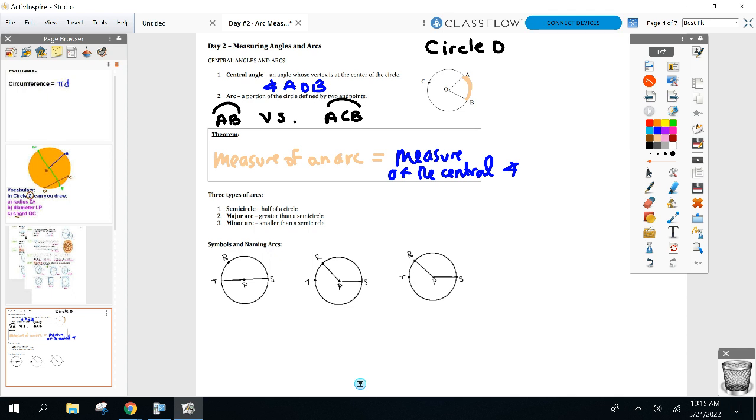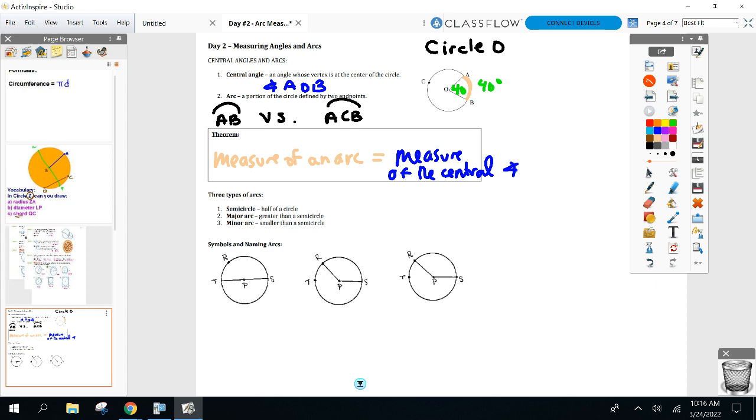Calvin, real quick, how many degrees does this angle look like it is? What do you think? 40. 40? Sure. So let's say angle AOB is 40 degrees. Guess what the measure of arc AB also is? 40 degrees out of 360. That's what I mean by this theorem. Whatever the central angle is, it's the same as the arc measure. All good? Not too bad. Whatever the central angle measures, that's what its arc measures.